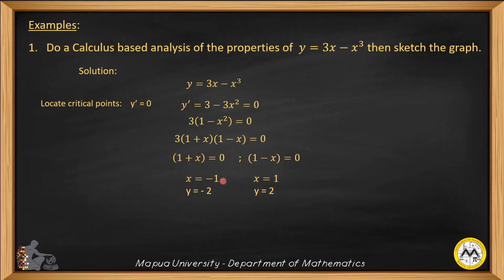And correspondingly, we have y value of negative 2 and positive 2. These are obtained when we substitute in place of x here the value of negative 1 or positive 1. Okay, so at this point, we have located critical points. Now, we check on where the point of inflection now is. And these are points on the graph where y double prime is 0. And with y double prime equal to negative 6x, that will be 0 when x is 0. And correspondingly, y is equal to 0.